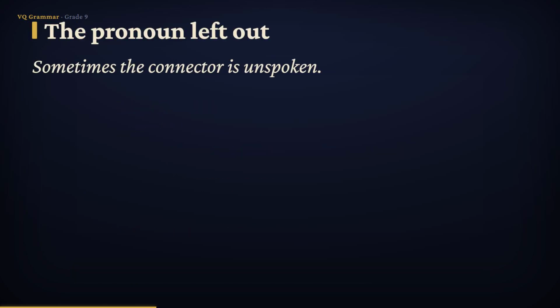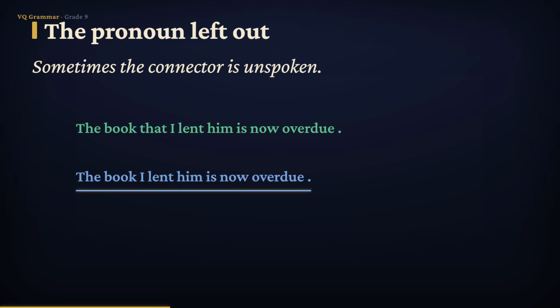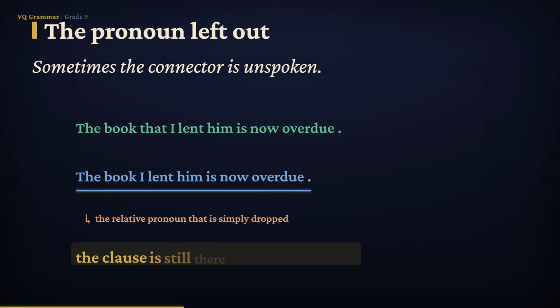Here's something that trips people up. Start with the full version. The book that I lent him is now overdue. Now watch what happens. We can shorten it to, the book I lent him is now overdue. In that second sentence, the relative pronoun that has simply been dropped. It sounds perfectly natural, doesn't it? But make no mistake, the adjective clause is still there, still modifying the noun book. The connecting word is just understood, hiding quietly between the lines.